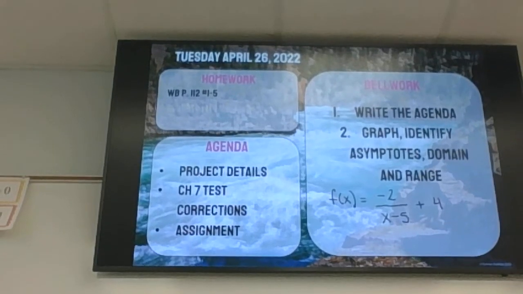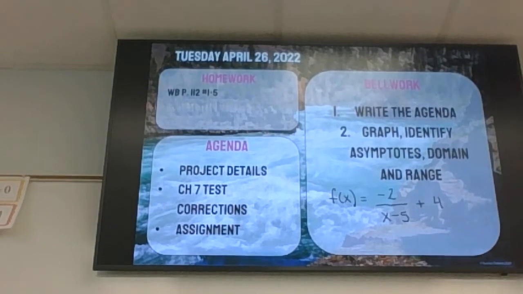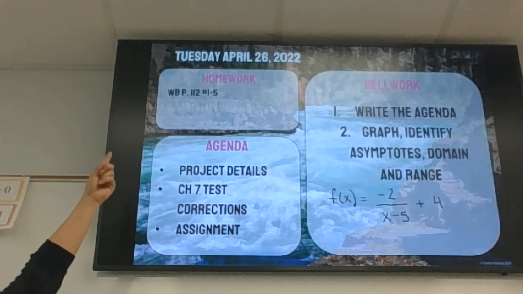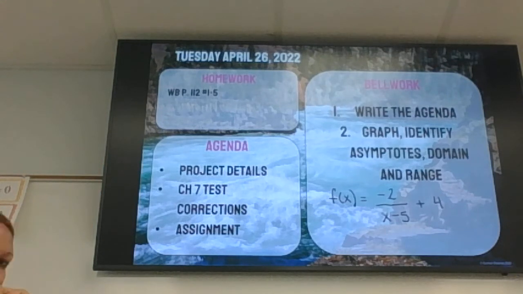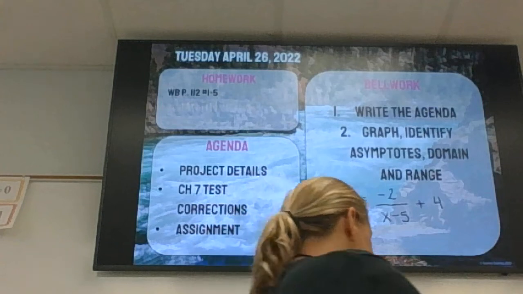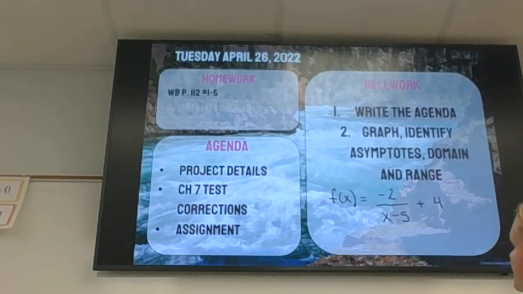Okay, we're gonna graph this. I'm gonna go over the projects, optional projects. We're gonna correct chapter 7, and then you have this assignment, which is 2 graphs. You're just answering questions about a graph and then doing 2 graphs. Okay, so number 2.